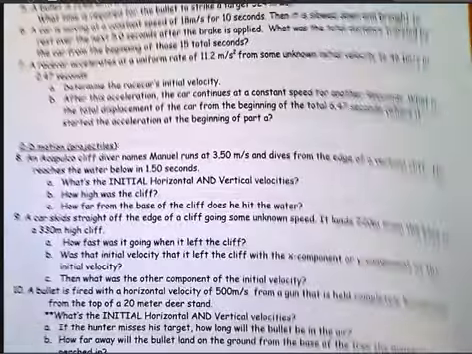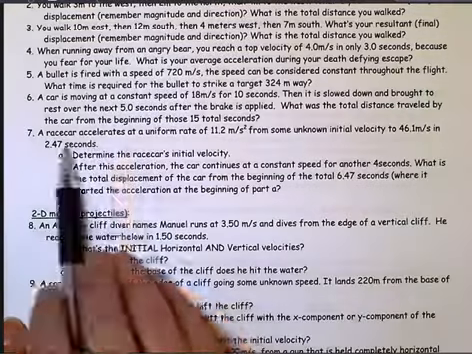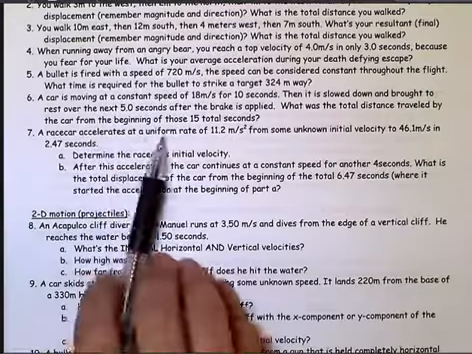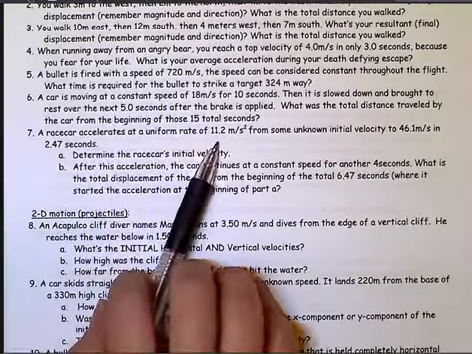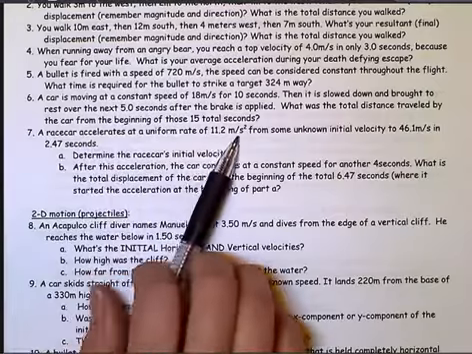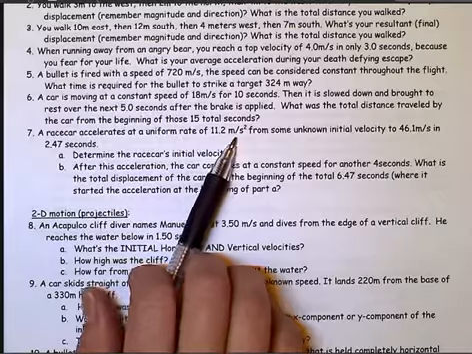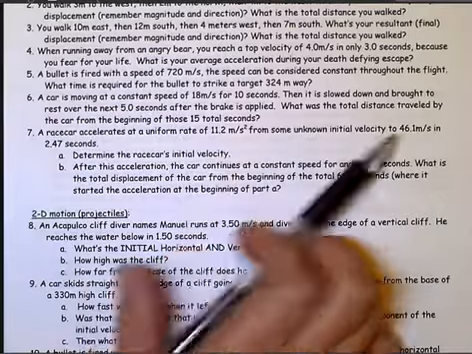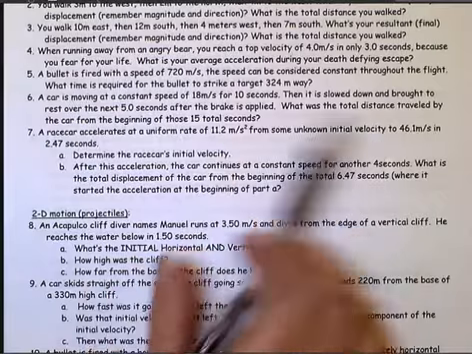Number 7 on the vector and 1D motion part of the performance funnel. This is similar to number 6, and it is two separate problems that are just next to each other. So I've got a race car that's going to accelerate uniformly at a rate of 11.2 meters per second squared. I know for sure that that's my acceleration just because of meters per second squared. It starts at some unknown initial velocity and goes up to 46.1 in 2.47.